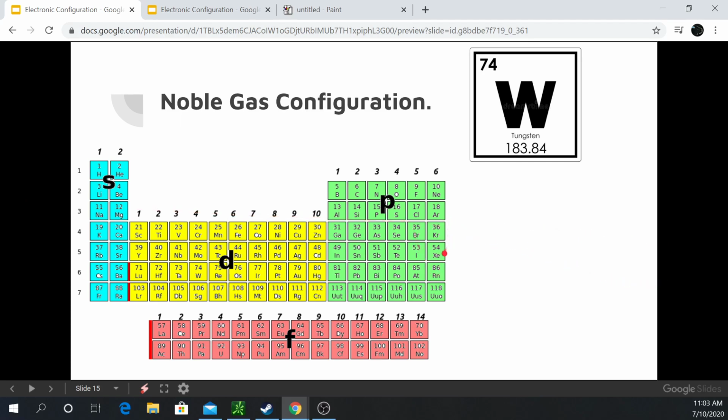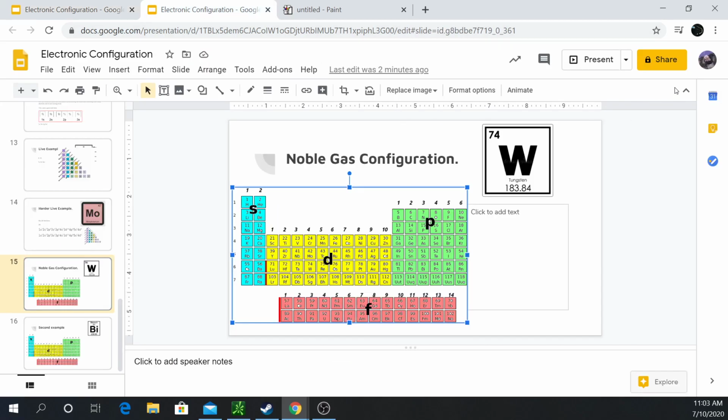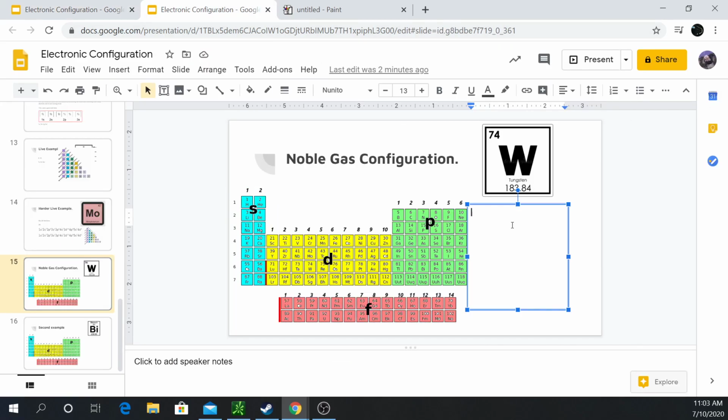That is before tungsten. And the nearest one before tungsten is going to be xenon. And we're going to take that and put that in brackets. Those brackets mean that we know that it has the electronic configuration of xenon and then plus some more.